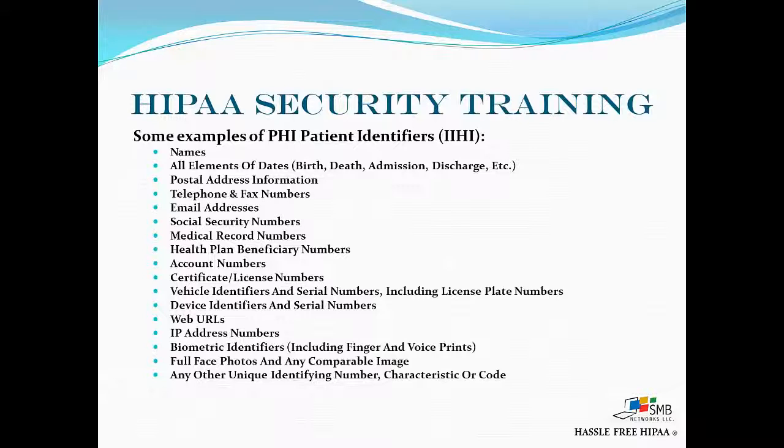And here's one that a lot of people don't even realize. VIN numbers off of a car and serial numbers, including license plate numbers, device identifiers and serial numbers, web URLs, IP address numbers, biometric identifiers including finger and voice prints, full face photos and any comparable image, any other unique identifying numbers, characteristic, or codes that you can think of.